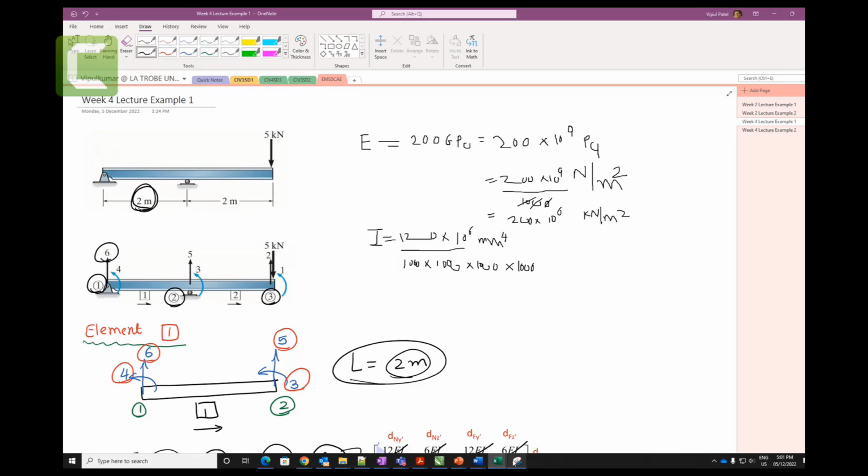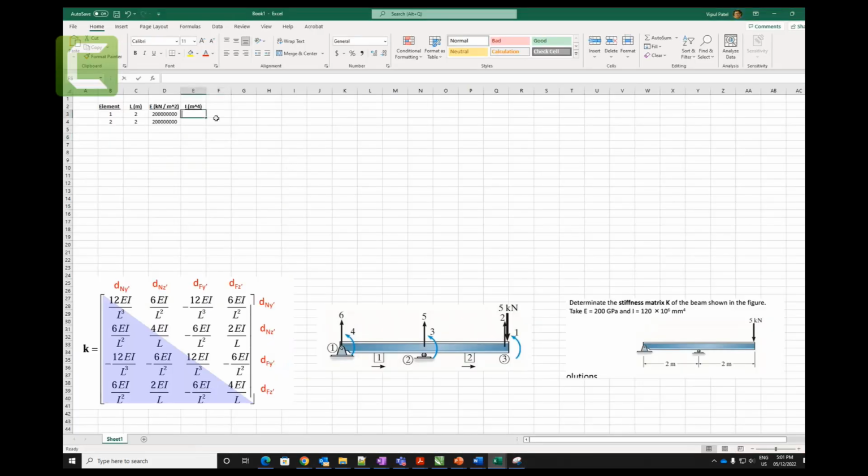So we can do that. Equal to 120 times 10 to the power 6, I believe, divided by, let's put brackets, thousands to the power 4. Right? That's what we wanted, right? Maybe we don't need brackets, just thousands to the power 4. And that's your meter square. So here you can put this one meter square. So that is your I.